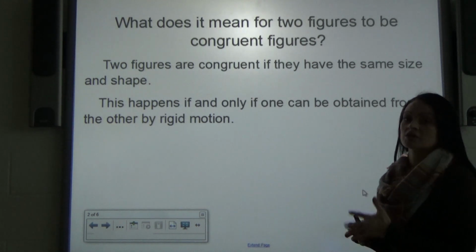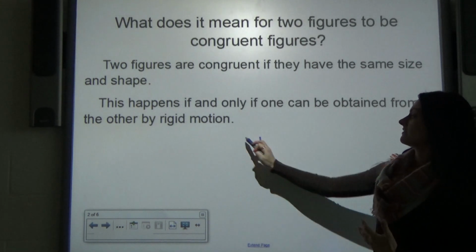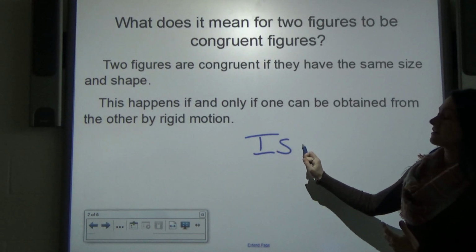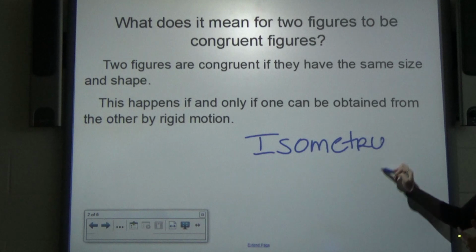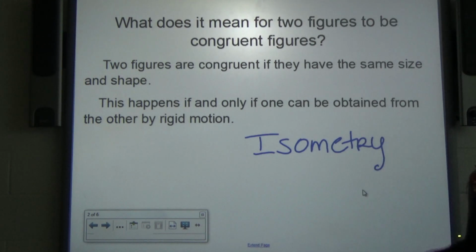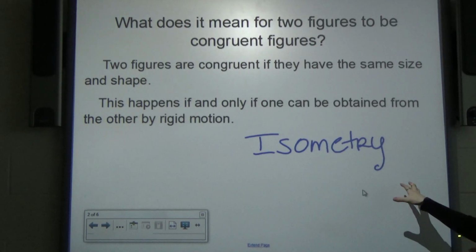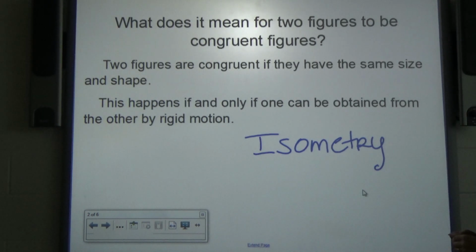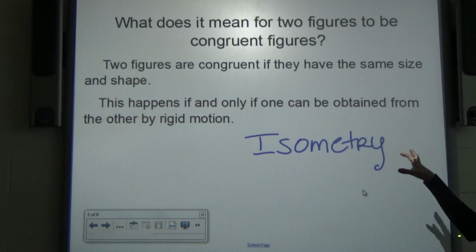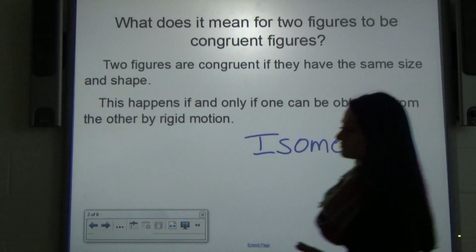So I'm talking about going from the pre-image to the image, and this was, as we stated in our other videos, where I'm talking about the isometries that we are allowed to use. So reflections, rotations, and translations. And those are the only types of movements I'm allowed to use when I'm talking about creating congruent figures.